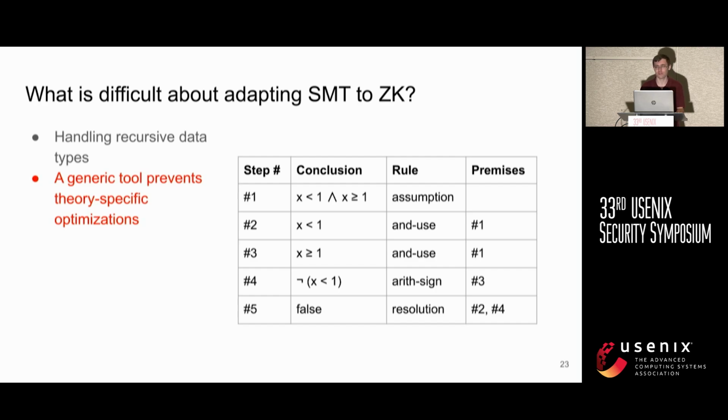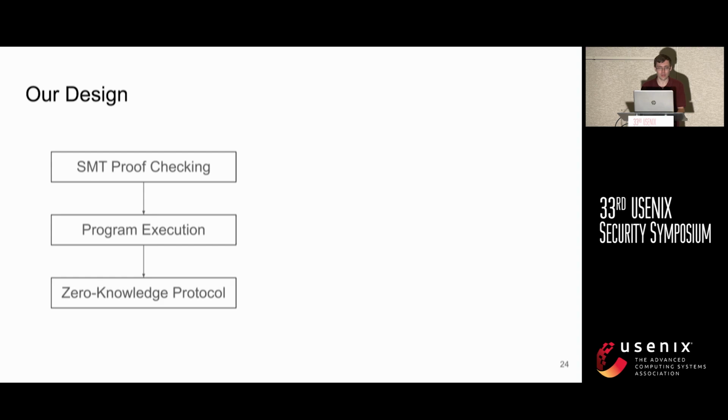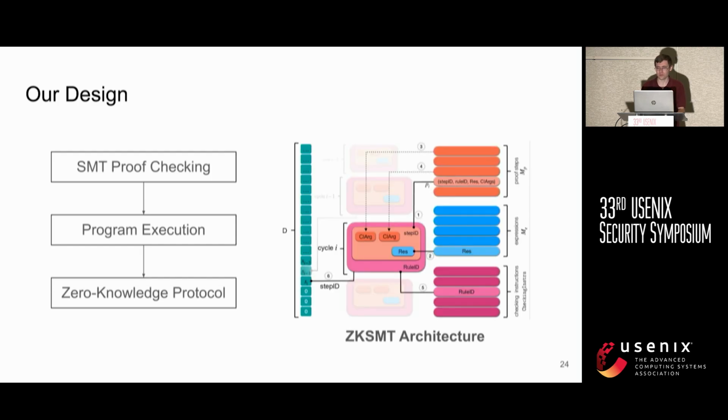And we do care about efficiency. So our goal is SMT proof checking, and the way we do that is that we check that table by thinking of it as similar to program execution. So we develop a virtual machine. This is where the VM in our title comes from. And what we do then is we design it in a way that it can be efficiently compiled to zero knowledge. Our full architecture looks something like this.